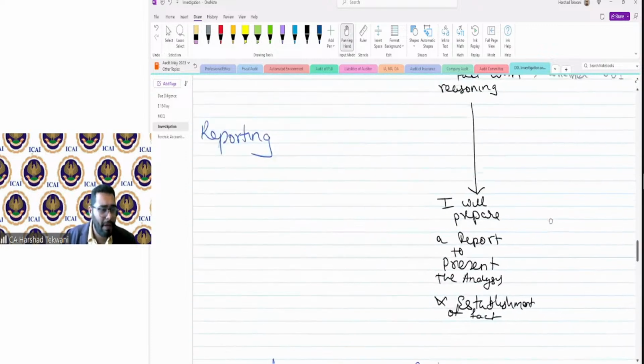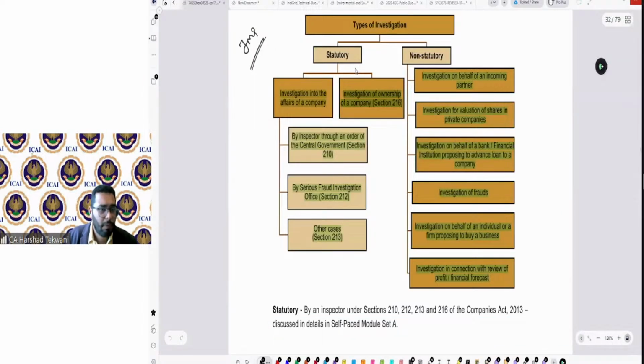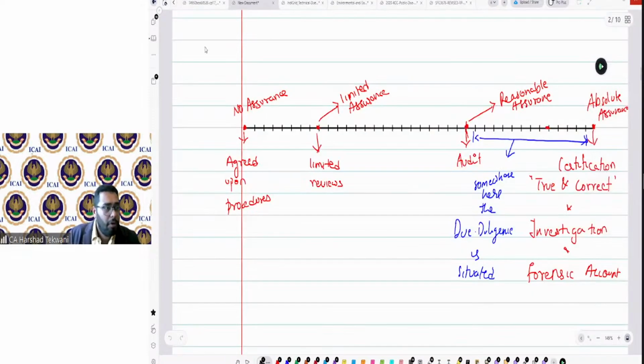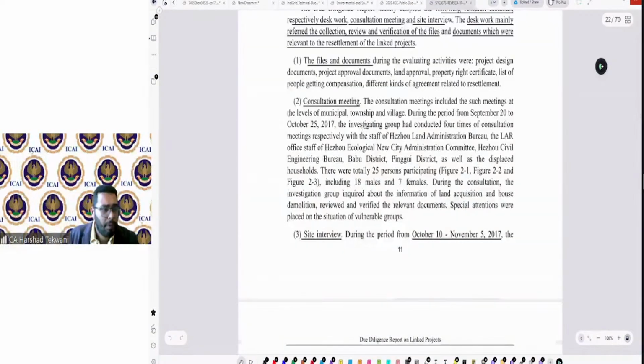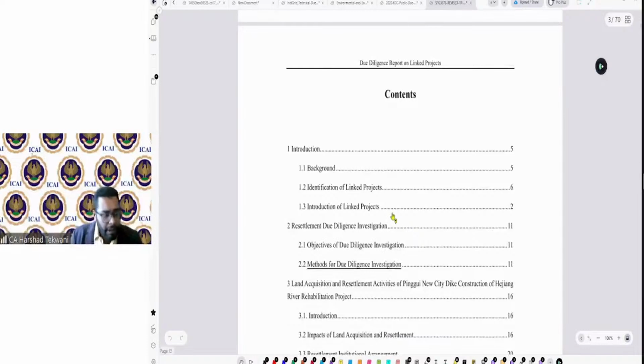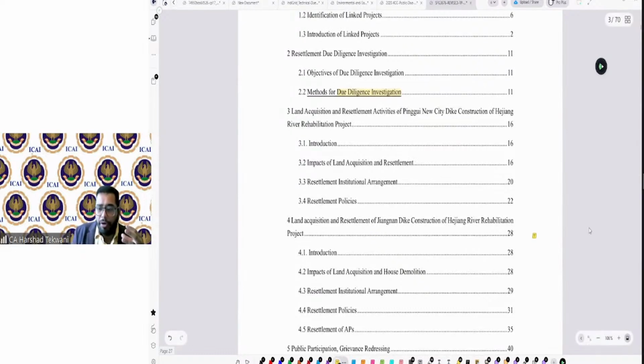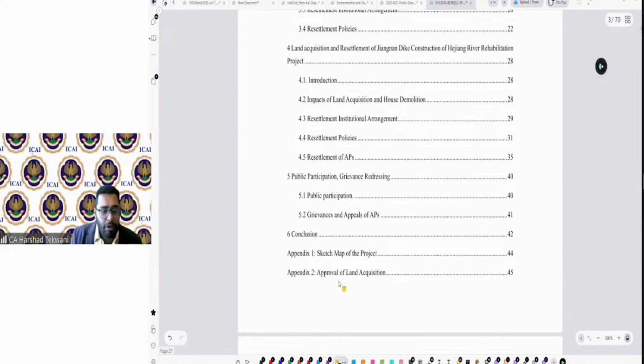So for example, after investigation, what I will do is I'll prepare the report. What was the detail identified? One example I showed you about the investigation. See, in this scenario, it is due diligence, done in the form of an investigation. If you see this particular reporting part over here, they have prepared the report. They have provided one conclusion over here.